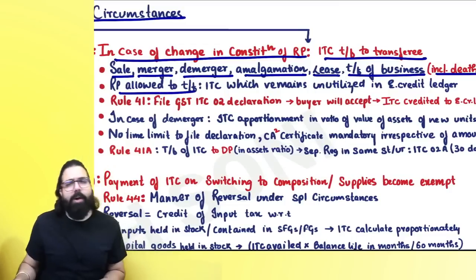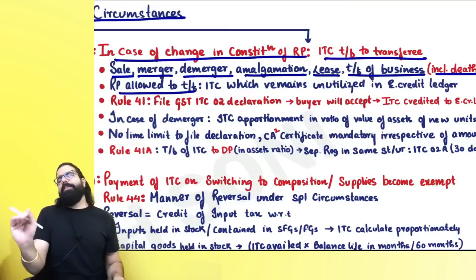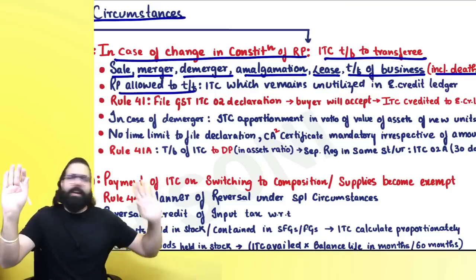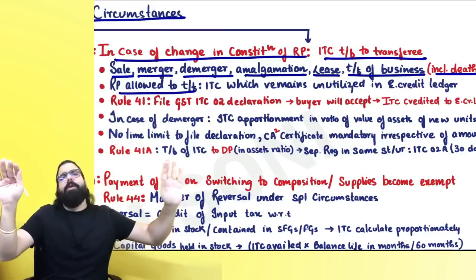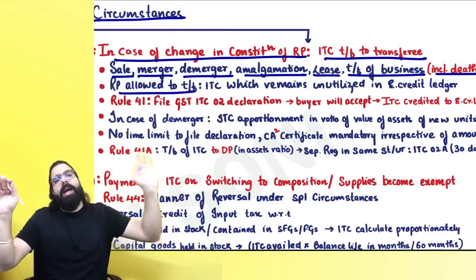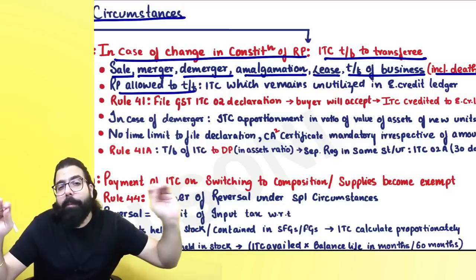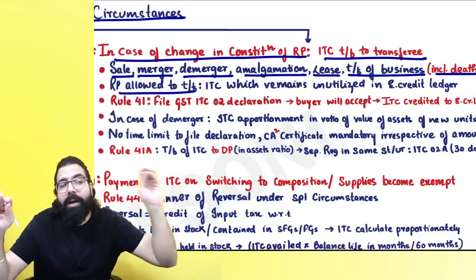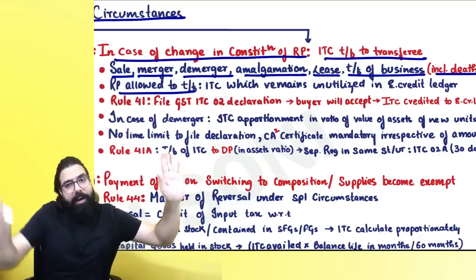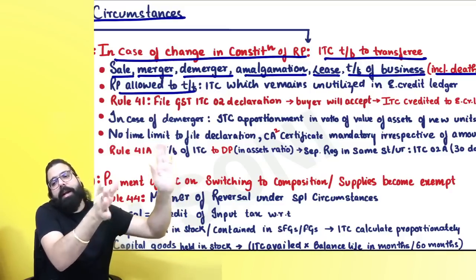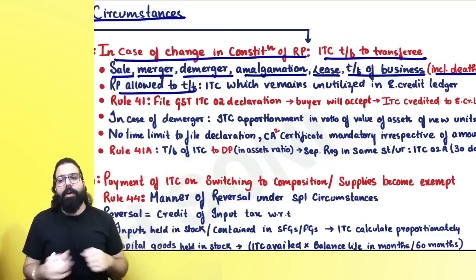Registered person will be allowed to transfer the credit, which remains in your e-credit ledger. So I transferred my business, I transferred all the assets and liability to this guy. Now, section number 22(3) and section number 22(4), do you remember? Transferee is liable to register. Now, this transferee, once he is registered, what will I do? I will also transfer the credit to the e-credit ledger.